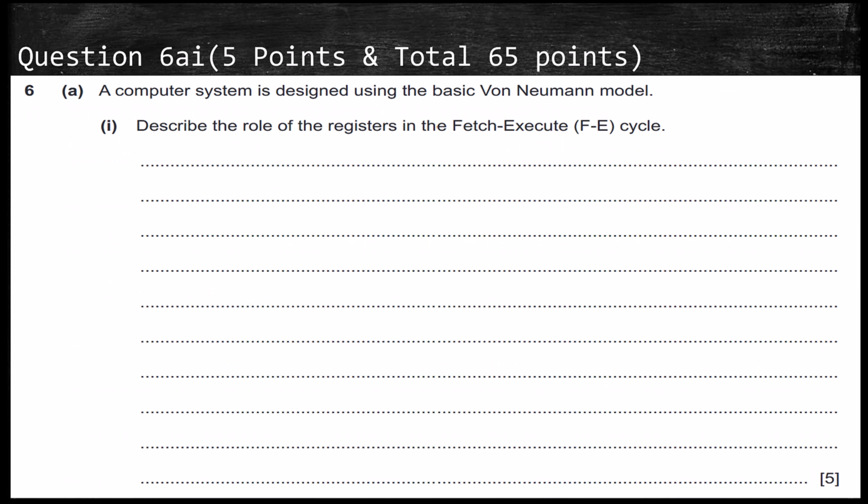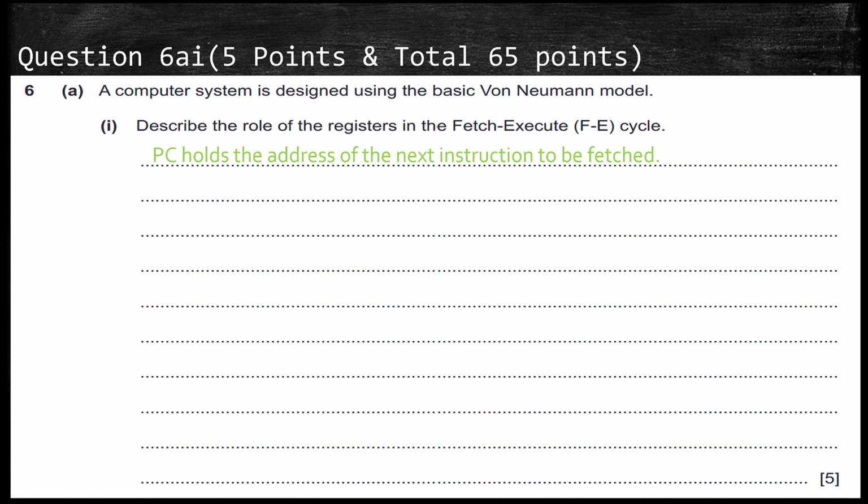Question 6A1, 5 points. This will bring the total to 65 points. Computer systems are designed using the basic von Neumann model, that is the fetch execute cycle. Describe the role of registers in the fetch execute cycle. Now for this one, I'm going to put it in order. It doesn't say that it has to be in order, but I'm going to put it in order.